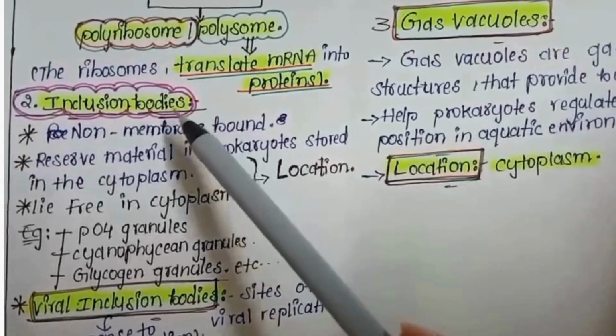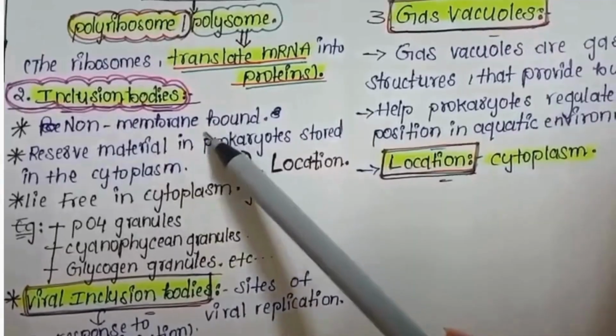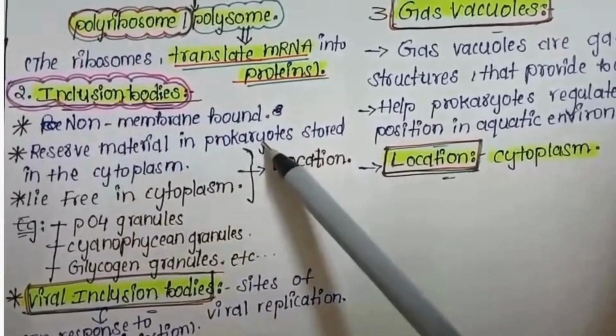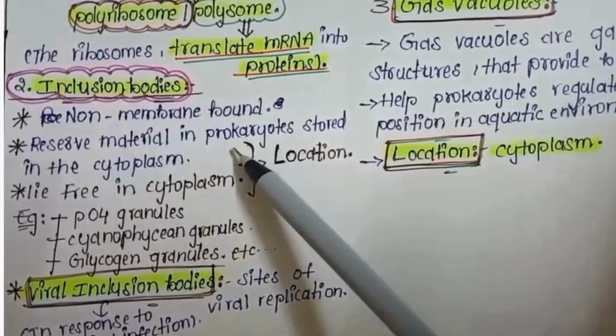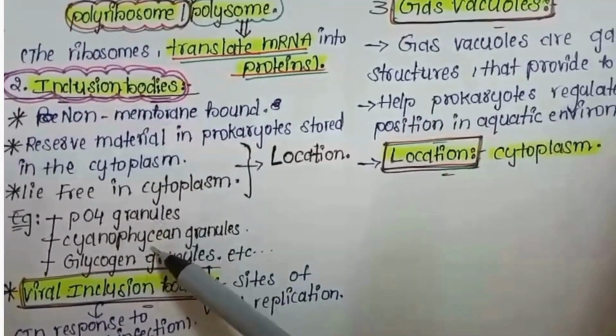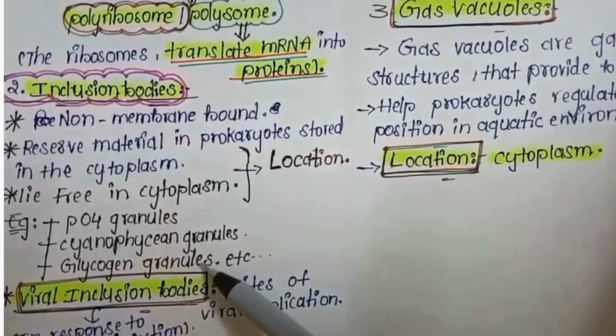Coming to the inclusion bodies, these are also non-membrane bound organelles, which are reserve material in prokaryotes stored in the cytoplasm of the bacterial cell. Examples are cyanophycin granules, phosphate granules and glycogen granules, etc.